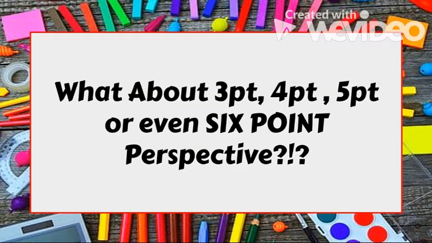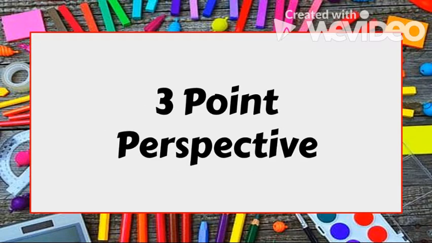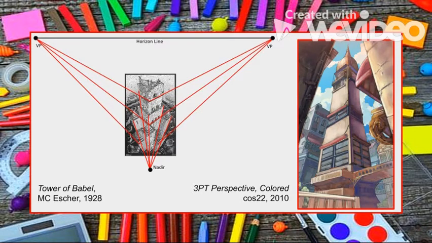What about 3-point, 4-point, 5-point, or even 6-point perspective? Yes, those exist. 3-point perspective also depicts objects from the corner, but it's dramatic. The object's edge is closest to the viewer. This type of perspective is a bird's eye view or a worm's eye view. 3-point perspective has three vanishing points, two on the horizon, and a third either up high, which is called the zenith, or down low, which is called the nadir.